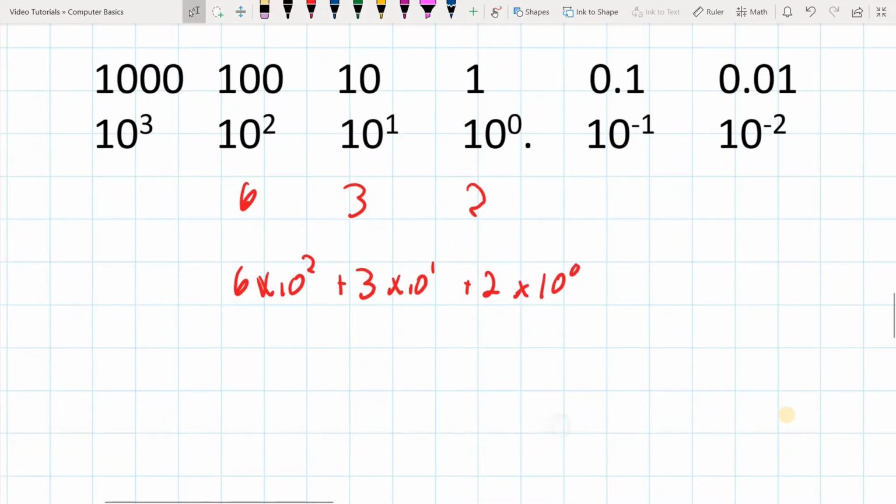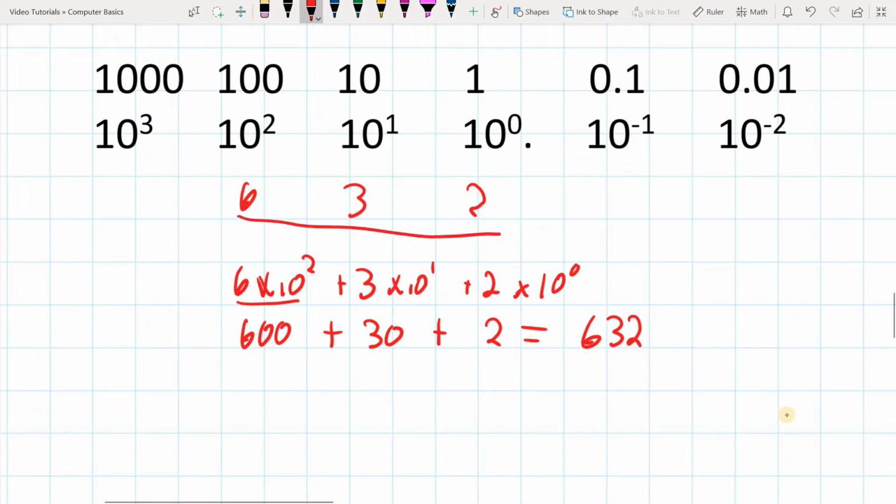And 6 times 10 to the power 2 here, that is the number 600. 3 times 10 to the power 1 is 30. And 2 times 10 to the power 0 is 2. And this just equals 632. And we can just read that directly, right? You would just see this number and say, that's 632.